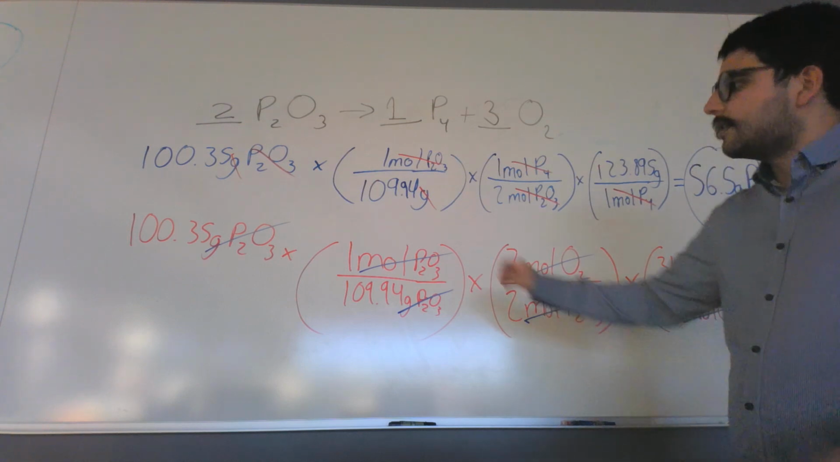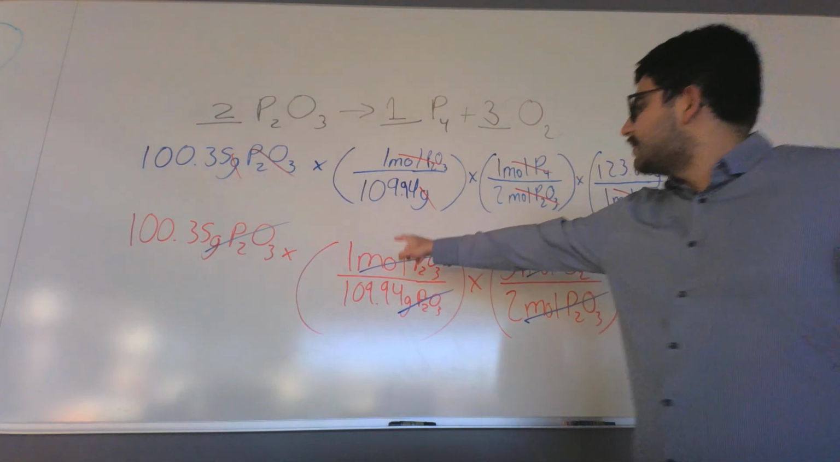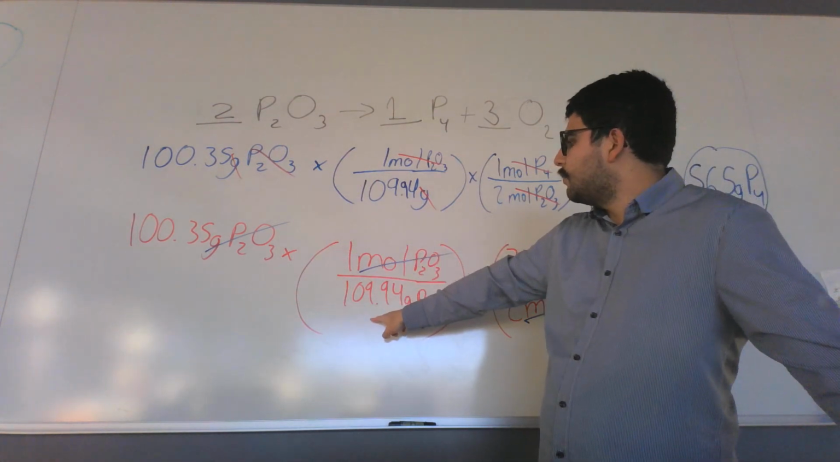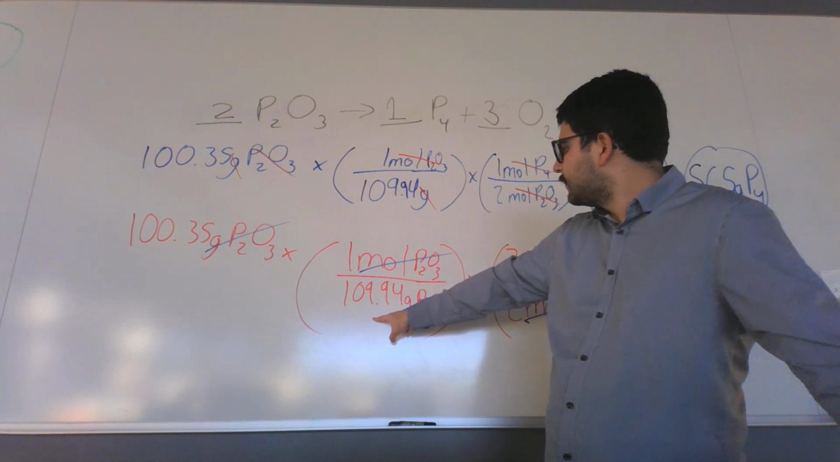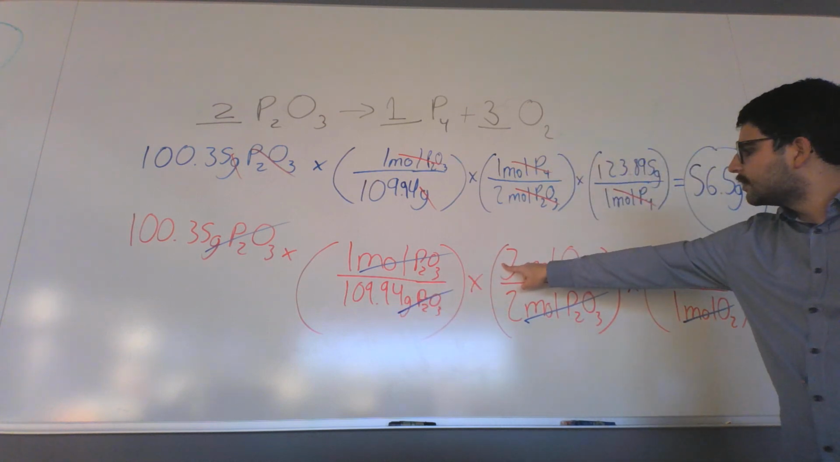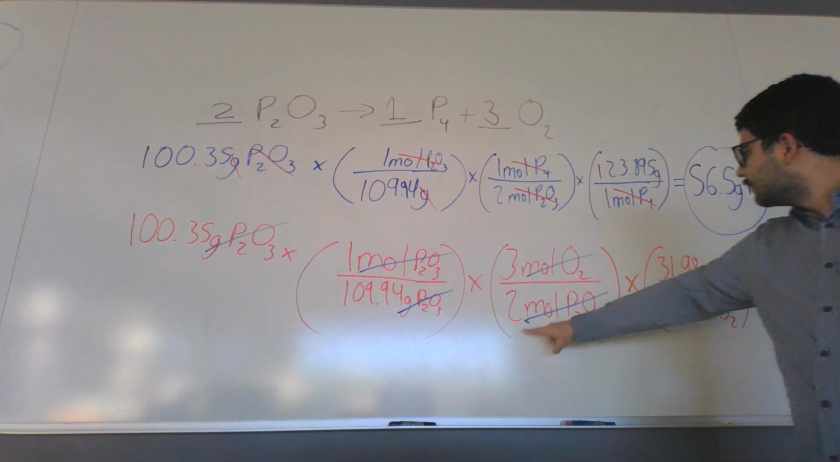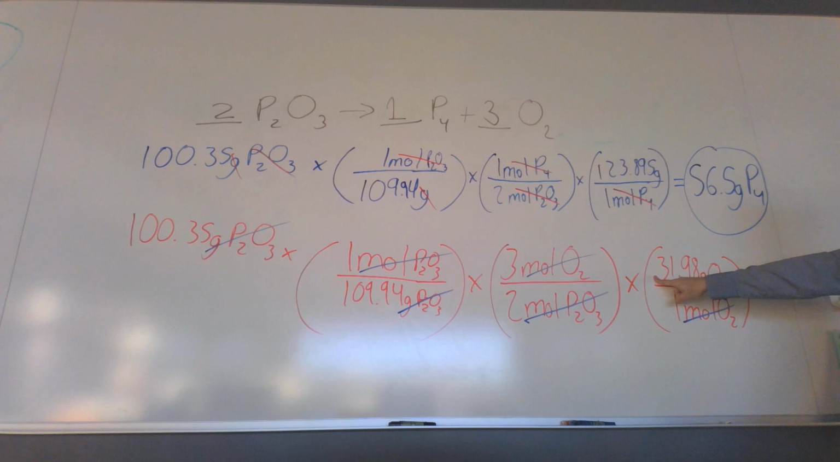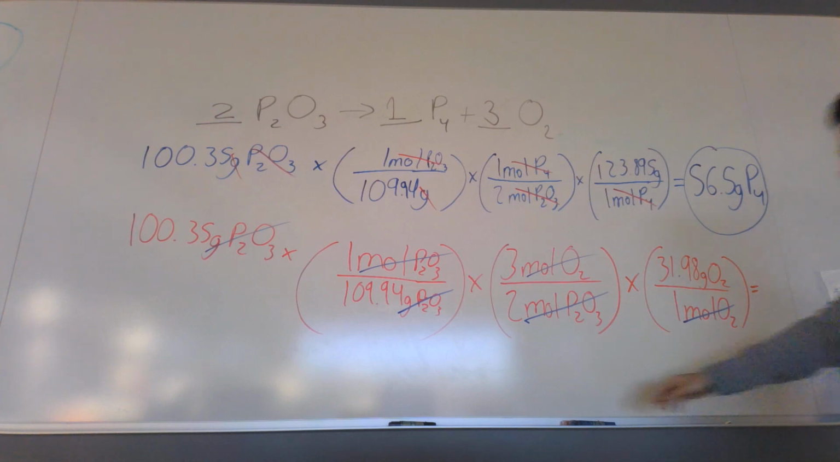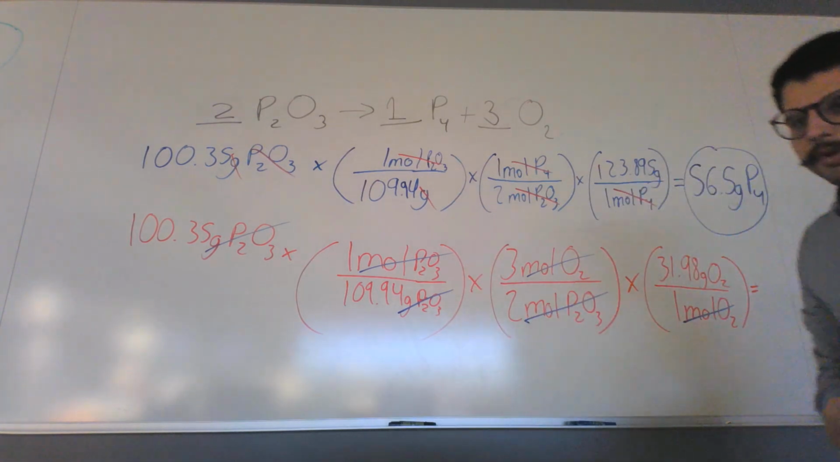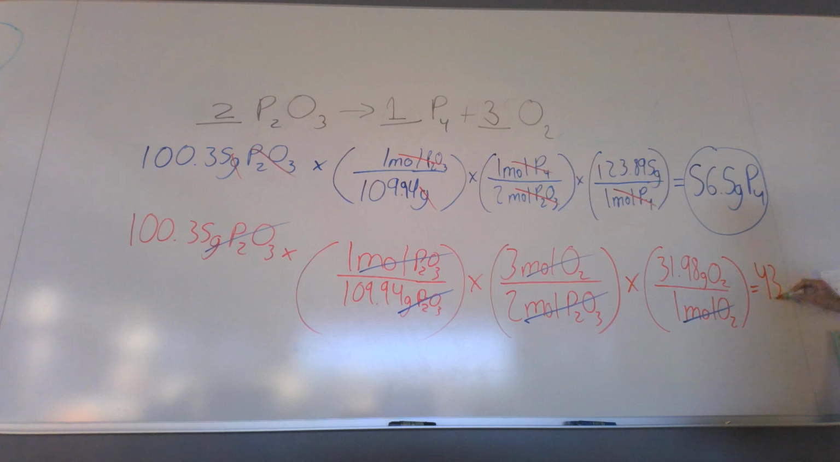So now if we solve this, it's 100.35 times 1 divided by 109.94 grams, times 3 divided by 2, times 31.98, and then the 1 mole divided by 1 mole. If you solve all of that out, if you go through that process, you should be getting 43.78 grams of oxygen.